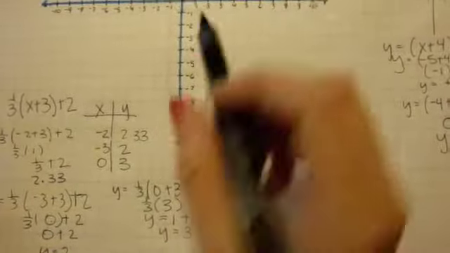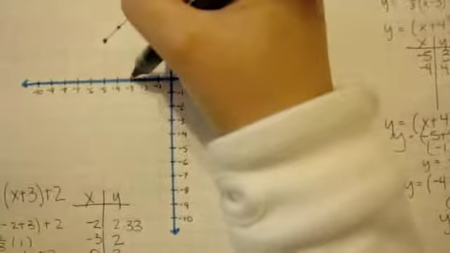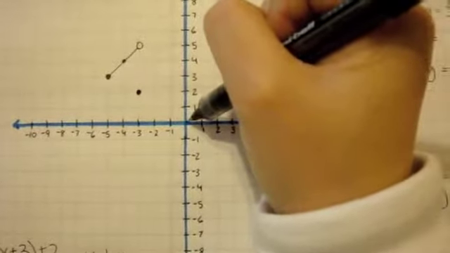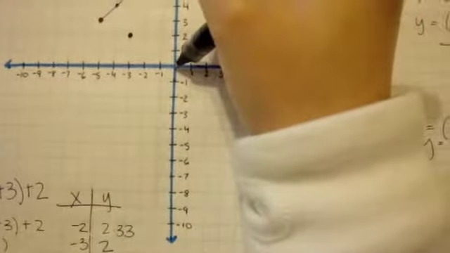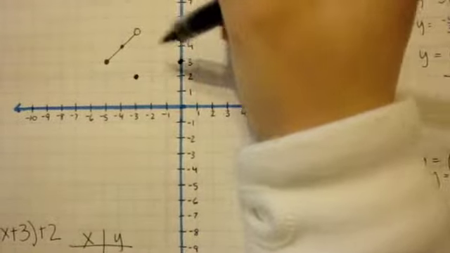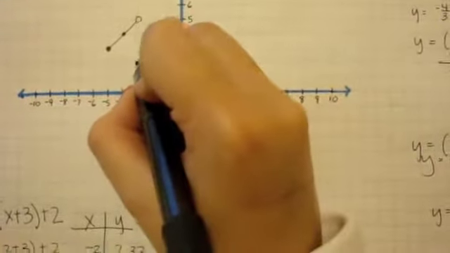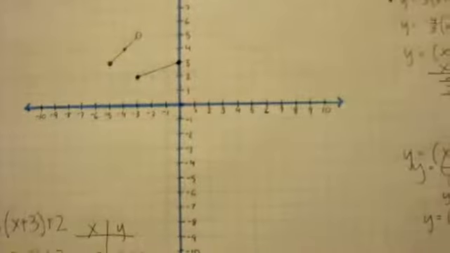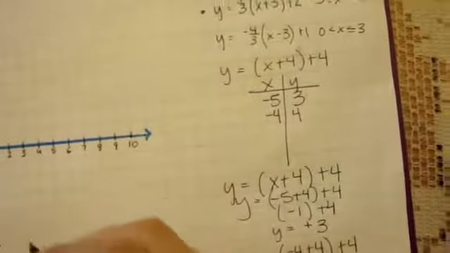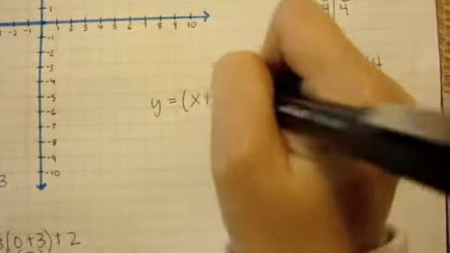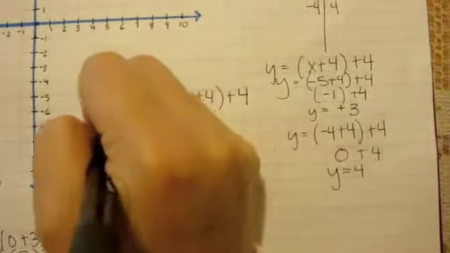So then I go to my graph and I plug in these points. Negative 3, 2, and it's included. So it's going to be here. And then I go to 0, 3. And it's included also. So then I make my mark. And that's my other part of the function. Now, if I do the final one, it's going to be the same process. y equals x plus 4, plus 4. And then I do a table again.